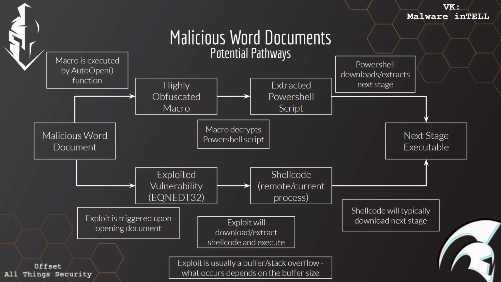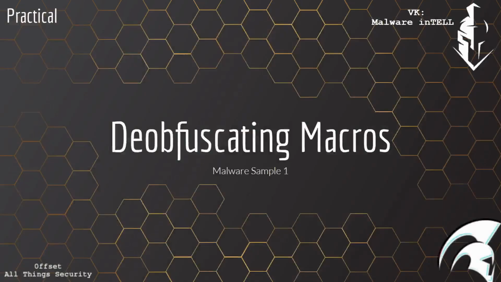So this exploit is usually a buffer or stack overflow, and what occurs depends on the buffer size. So if there's a large buffer size that can be used, the executable may be stored in memory. Otherwise, it will most likely download it from a command and control server. So that's enough with the theory. Let's have a look at deobfuscating our first macro-infected Word document.